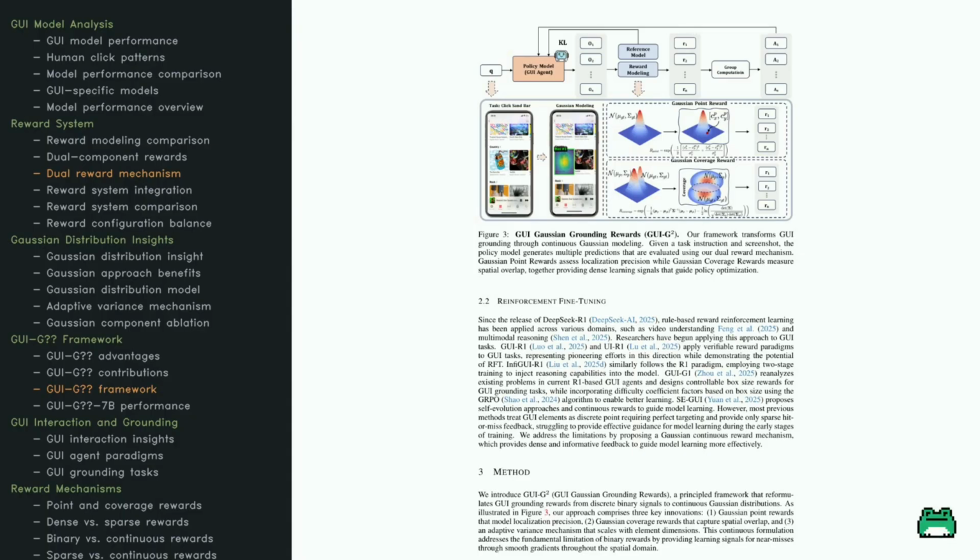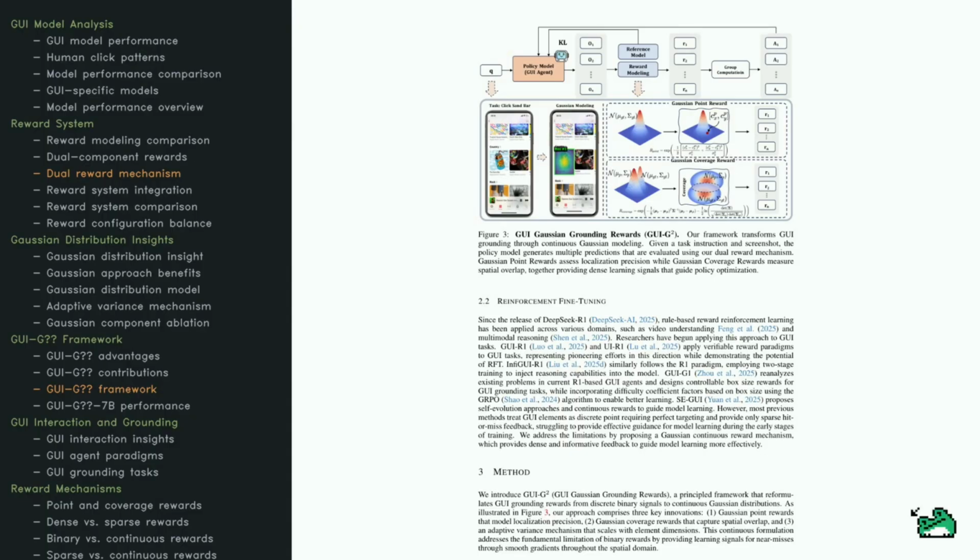Next, the reinforcement fine-tuning section talks about applying rule-based reinforcement learning across domains, like video understanding and GUI tasks. Previous methods treated GUI elements as discrete points needing perfect targeting. Practical? Not always. GUI-G squared introduces a continuous reward mechanism for richer feedback, crucial for effective model learning, especially in early training.